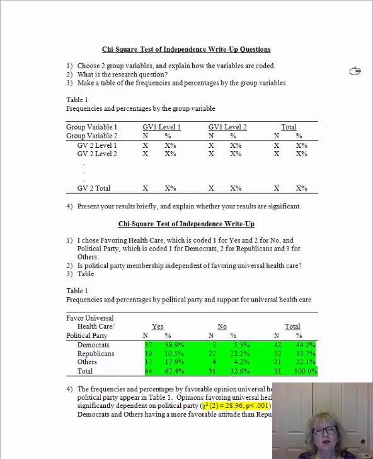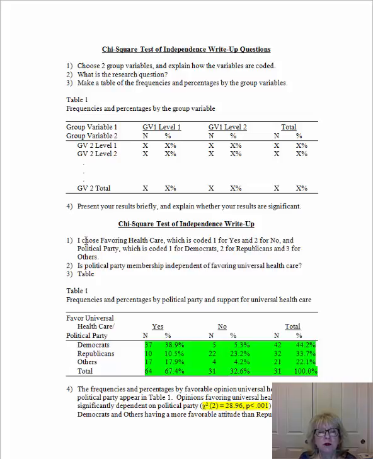This is a very short lab, so I put the instructions for the write-up and the write-up actually fit on the same page. I want you to choose two group variables, and remember these are group categorical variables, and explain how they're coded. What's the research question? I want you to make a table of the frequencies and percentages by the group variables. Remember you have two of them, and then briefly present your results.